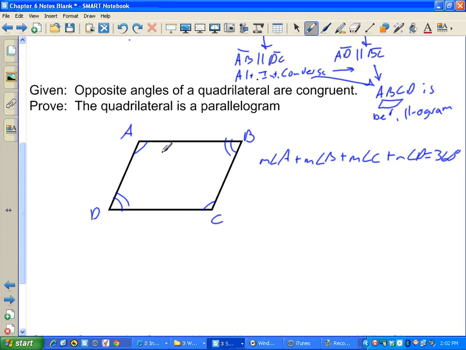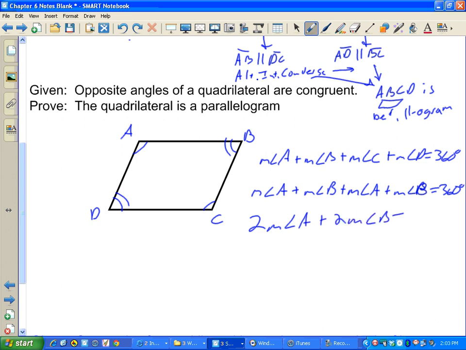And I know that angle A and C are congruent, so I can substitute. So I can say the measure of angle A plus the measure of angle B plus, I'm going to substitute the measure of angle A again for angle C. So the measure of angle A. I'm also going to substitute B in for D. So if I combine these, I'm going to have 2 times the measure of angle A plus 2 times the measure of angle B equals 360 degrees.